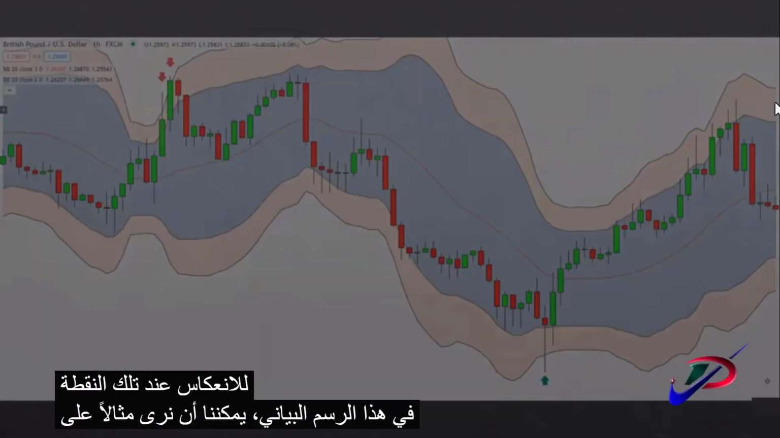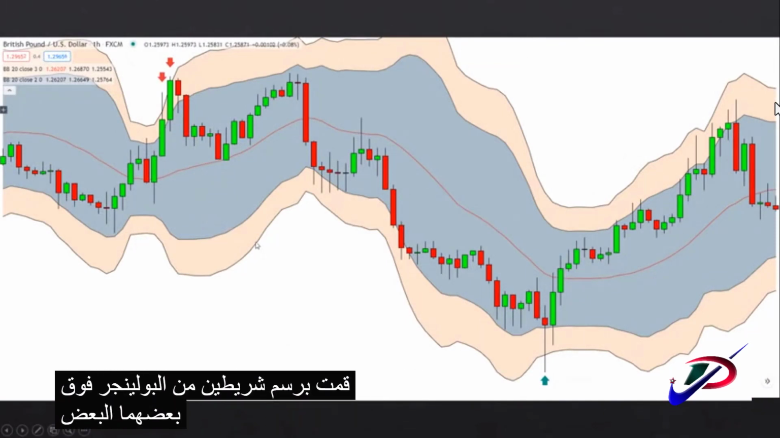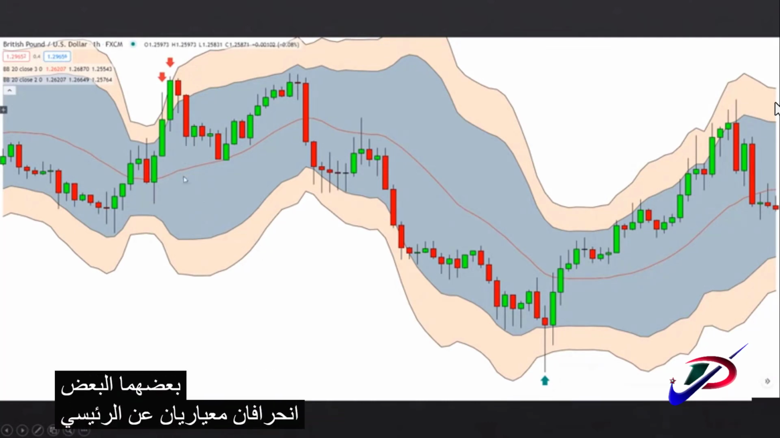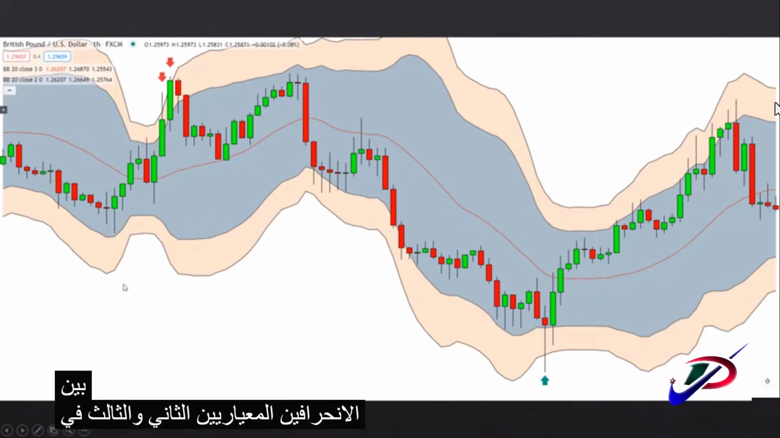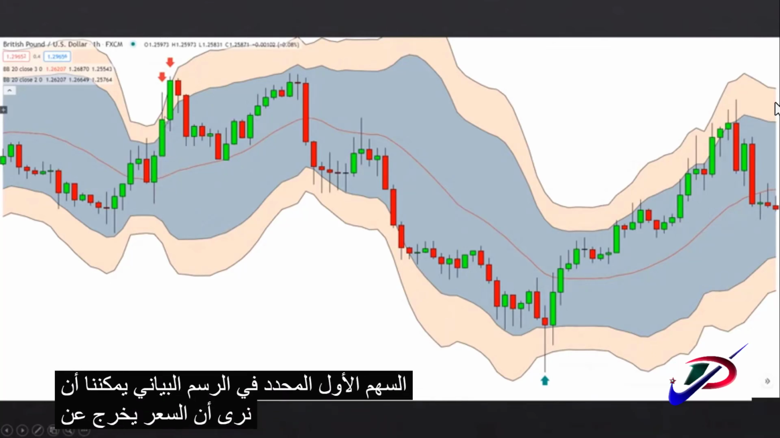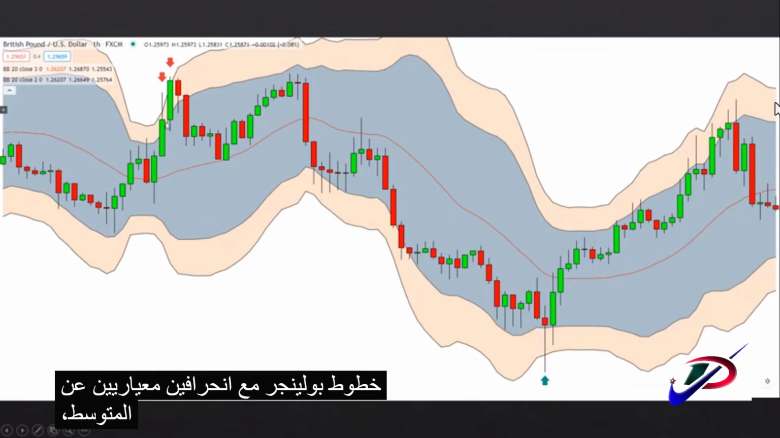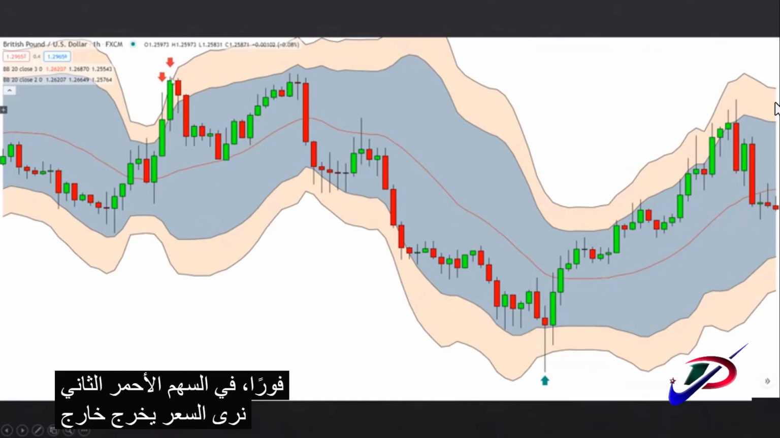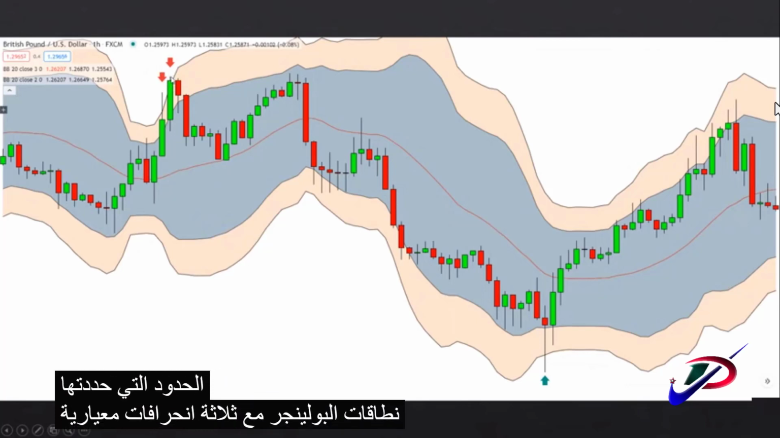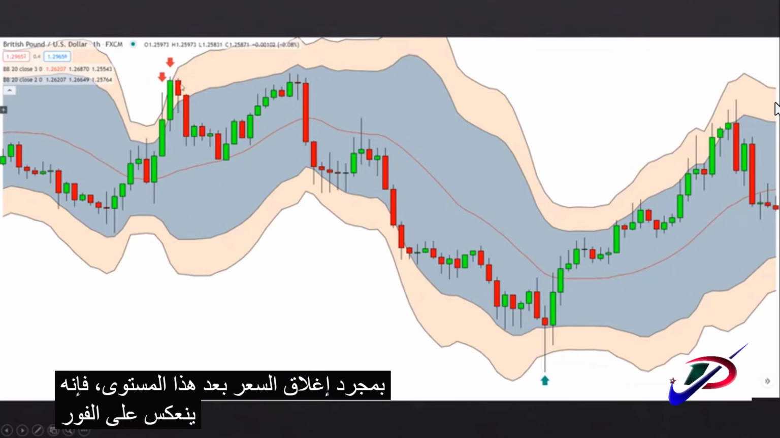In this chart, we can see an example of this reversibility property I'm talking about. I plotted 2 Bollinger Bands on top of each other. One of them has 2 standard deviations from the mean, and the other has 3 standard deviations from the mean. The orange channels show the space in between the second and third standard deviations. In the first arrow marked in the chart, we can see that price goes outside the boundaries represented by the Bollinger Bands with 2 standard deviations from the mean. Notice that price doesn't reverse immediately. In the second red arrow, we see price going outside the boundaries established by the Bollinger Bands with 3 standard deviations from the mean. Once price closes beyond that level, it immediately reverses back to the mean.